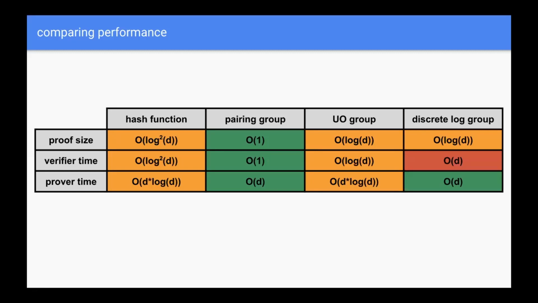Okay, and then we have the discrete log groups, which, instead of being very balanced like the group of unknown order, where it's all orange, have more variance. So you have a better prover time, but much worse verification time. So there's no free lunch here in this trade-off space.